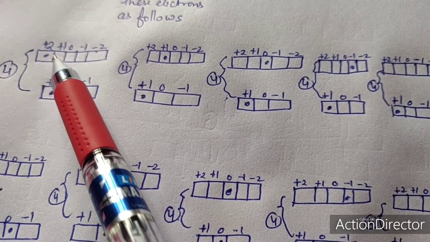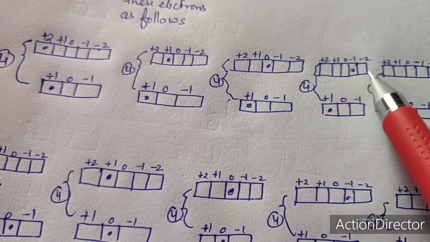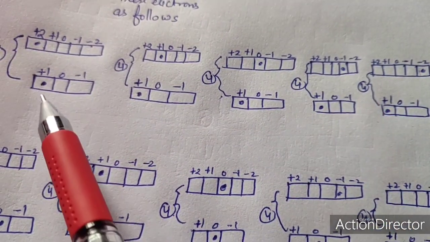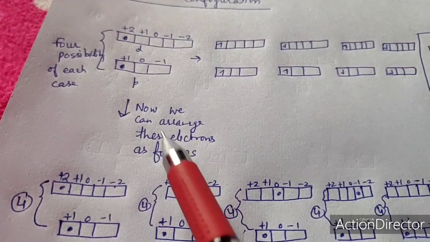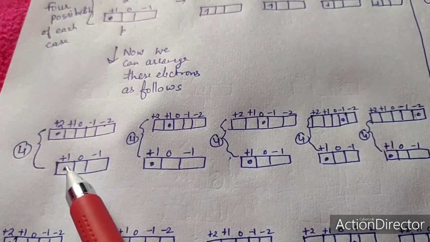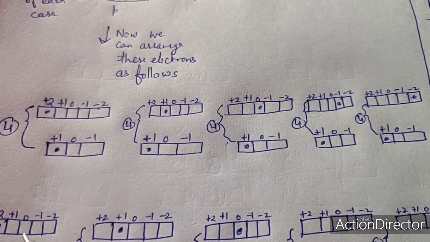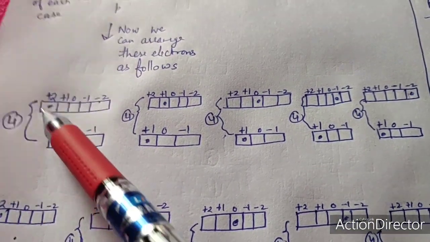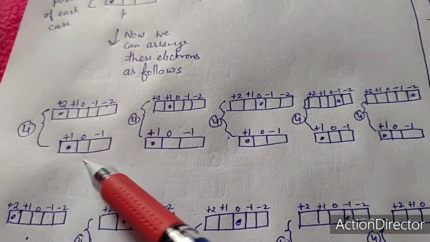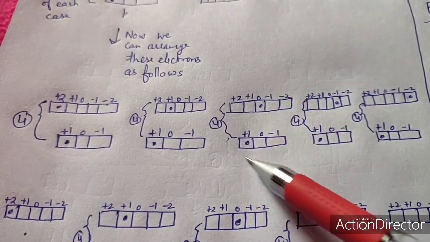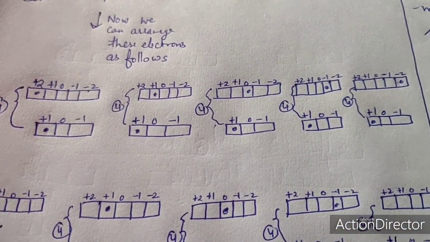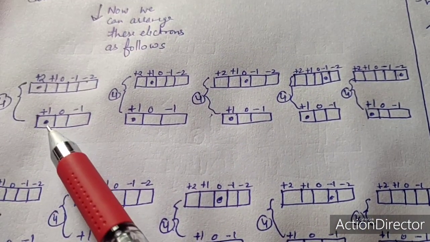So this electron may have ml value plus 2, plus 1, 0, minus 1 and minus 2. Now we have already seen that 2 dots means 4. These electrons may have similar spin or opposite spin, upward or downward direction. This may have upward spin, this may have downward spin. So each combination means 4 conditions. So total 5 into 4 means 20 combinations are possible for 2 electrons when 1 electron is present only in plus 1.